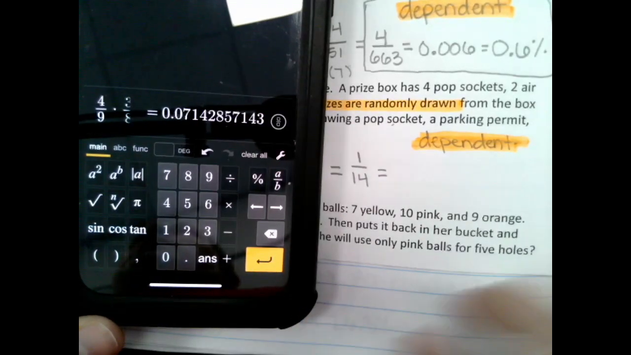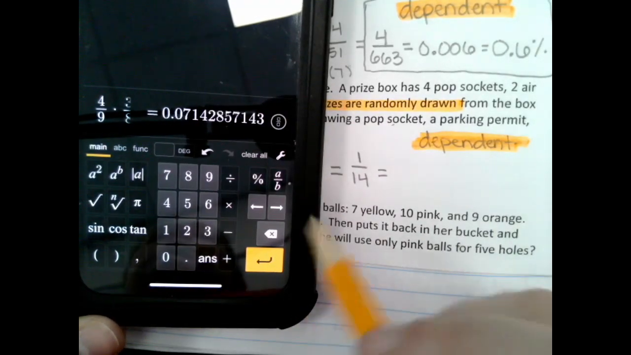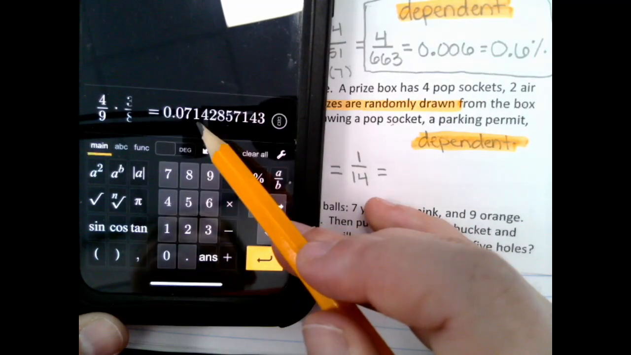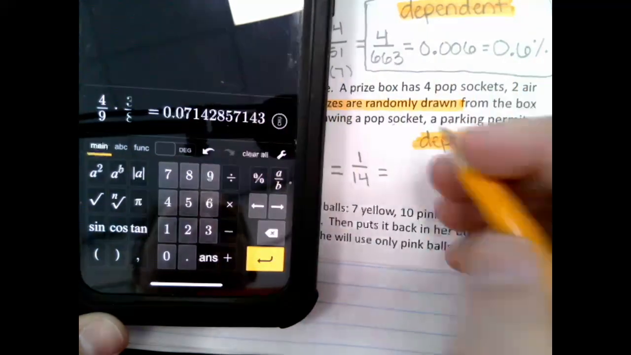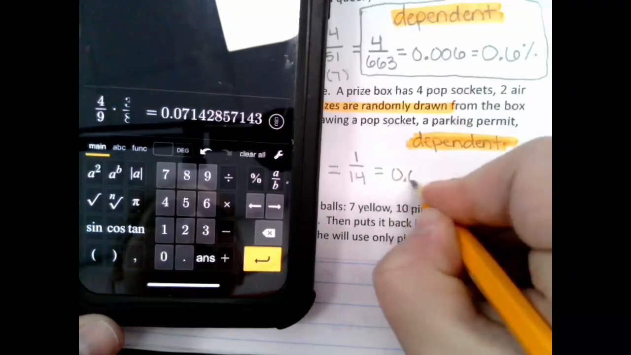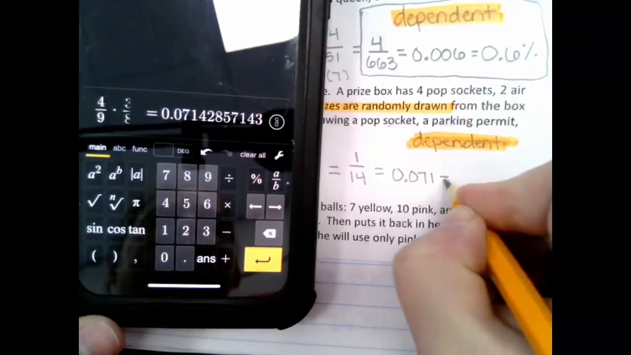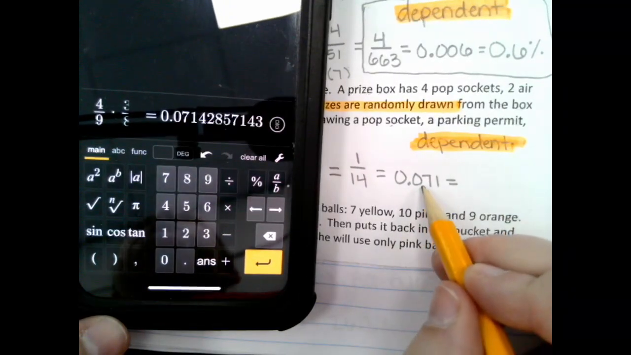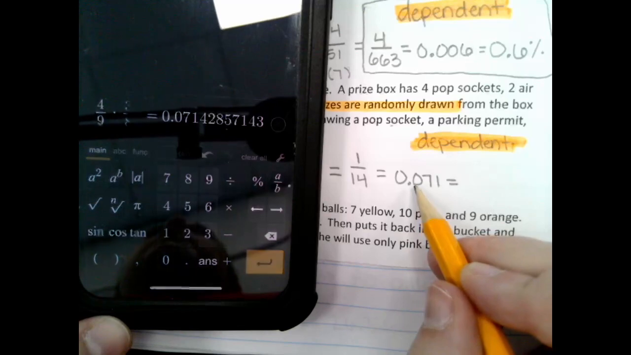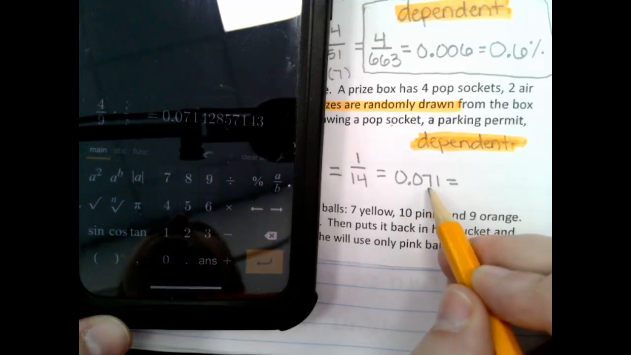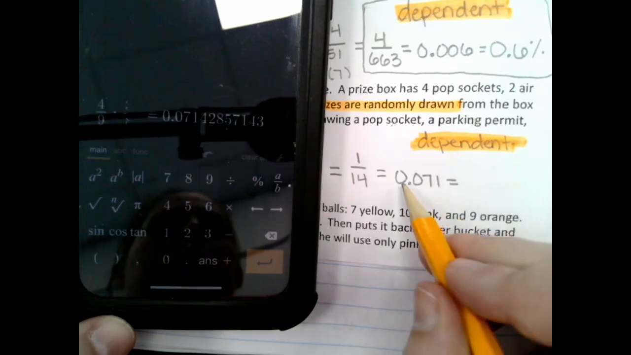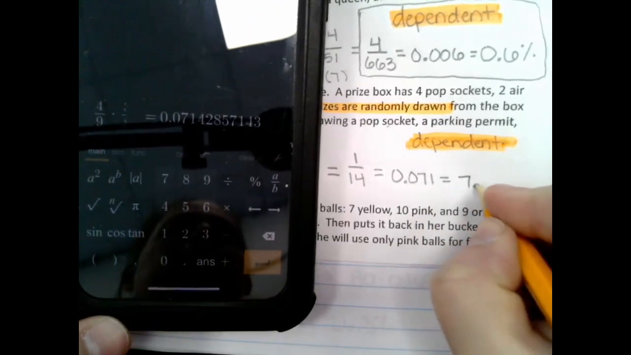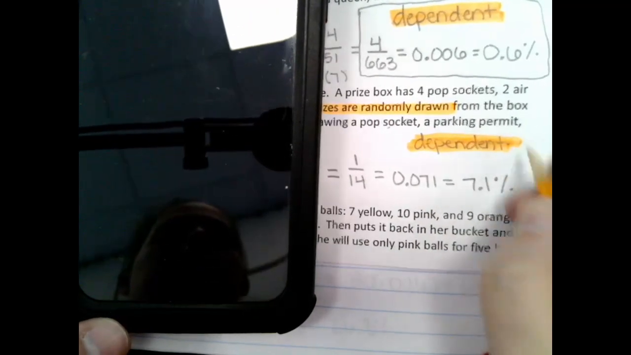So as a decimal, we get 0. Let's do 3 decimal places today. So 0.071 or 0.072? Good, 0.071. In order to get a percent, we can either multiply it by 100, or we think about moving that decimal over 2 spaces. So if I move it over 1, 2, it would be between the 7 and the 1, so 7.1%.